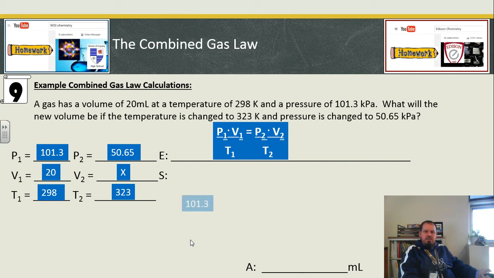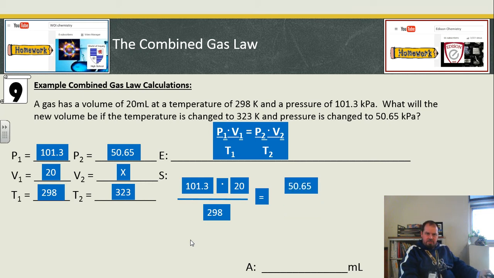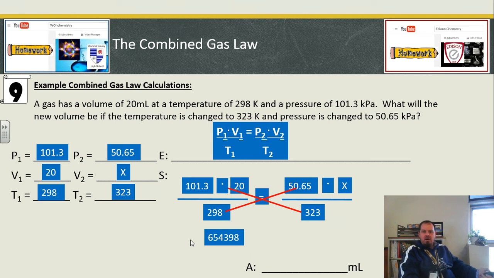P1 V1 over T1 is going to look something like P1 times V1 all over T1, equals P2 V2 over T2. Well, P2 is 50.65. I'm going to multiply that by X, and if you want to leave that as V2, you can. And I'm going to divide that all by 323. So now, because there's an equal sign, we cross multiply. In my calculator, I'm going to say 101.3 times 20 times 323. I'm going to get a big old number: 654,398. And on the other side, that's going to equal 298 times 50.65x. And that comes out to be 15,093.7x. I'm going to divide both sides by 15,093.7, and I will get 43.4 as an answer.